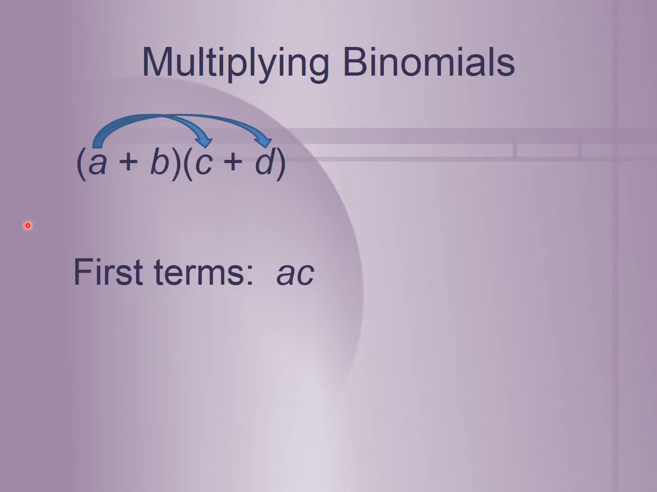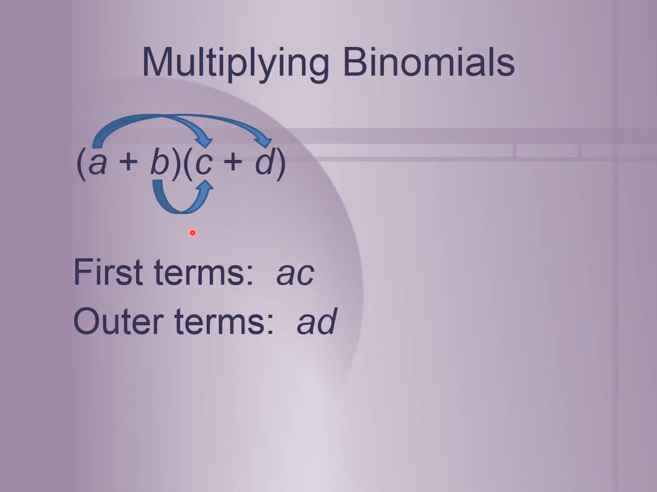Then we'll take our first term and multiply it by the last term in the second binomial. If you notice, we're doing the outer terms: A is an outer term and D is an outer term. So we're doing A times D, and the O in outer corresponds to the O in FOIL.